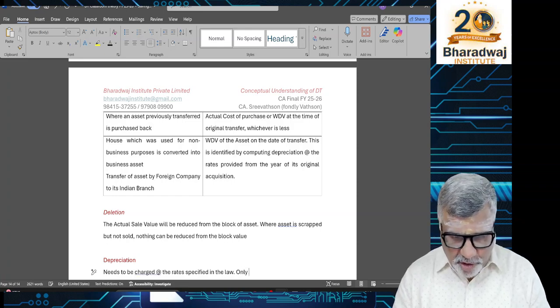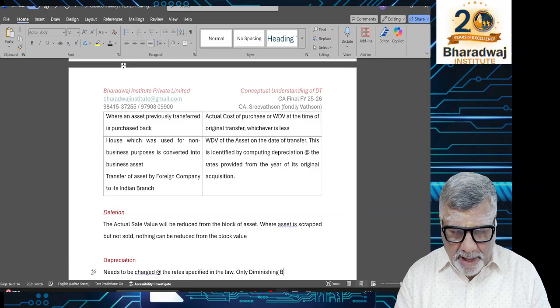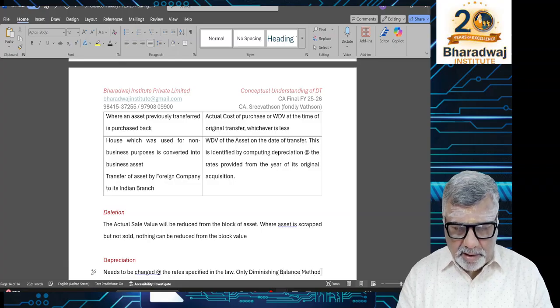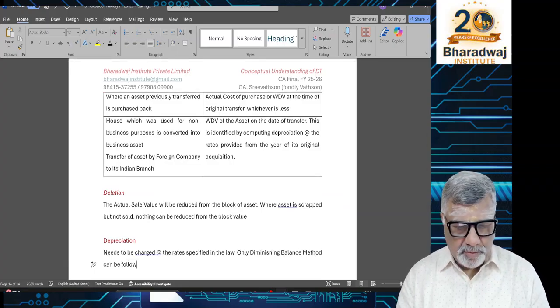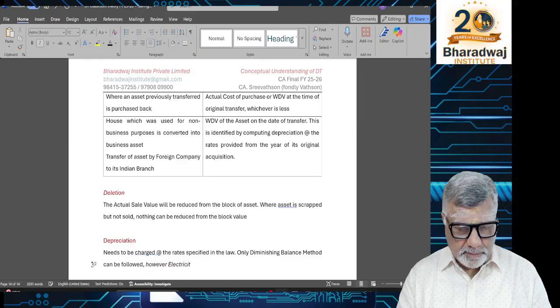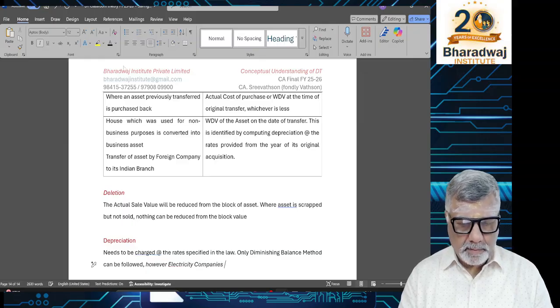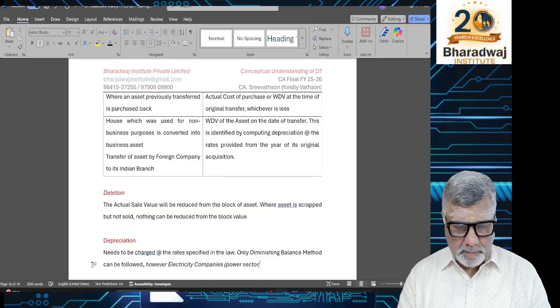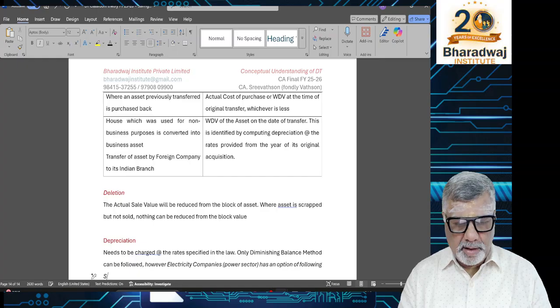Under income tax law, only the diminishing balance method can be followed. However, electricity companies have an option of following the straight line basis.